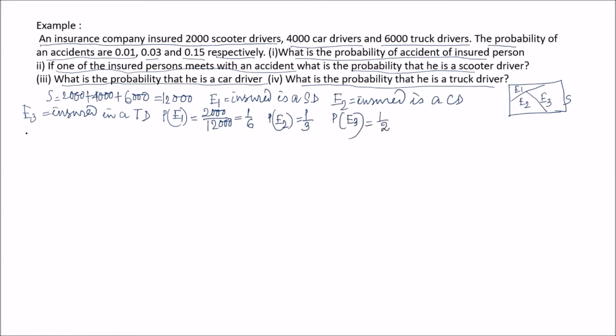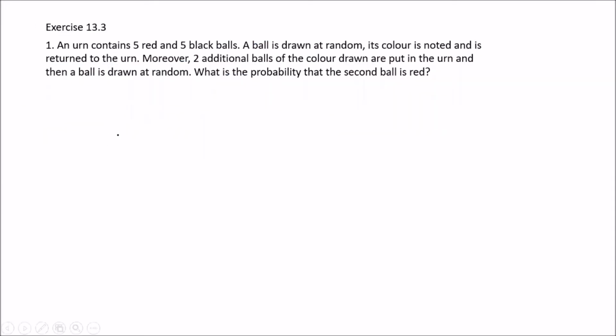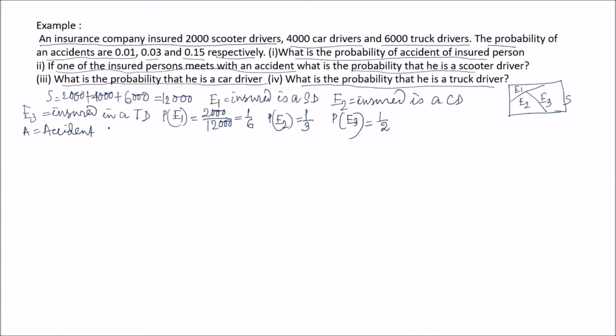Next is the question of accident. So A, I am taking as an accident. Now, accident from the scooter, P(A|E1), is equal to 0.01. Accident for a car driver, P(A|E2), is 0.03, and accident for a truck driver, P(A|E3), is equal to 0.15.